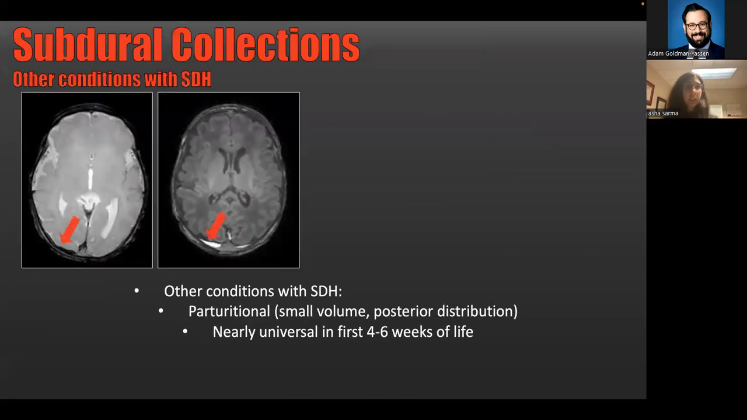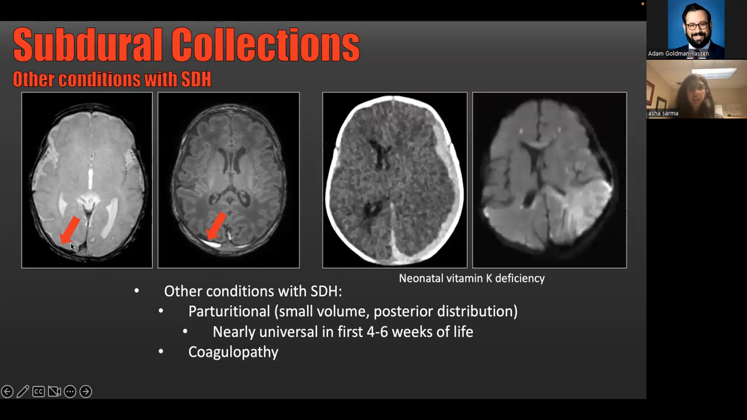So it's important to mention that not all subdural collections can be explained by trauma. So here are some examples of other conditions with subdural hemorrhage. So these are birth-related hemorrhages. These are small volume, they're posteriorly distributed. And if you read neonatal imaging, you'll notice that the vast majority of patients within the first few weeks of life will have these characteristic types of subdural collections.